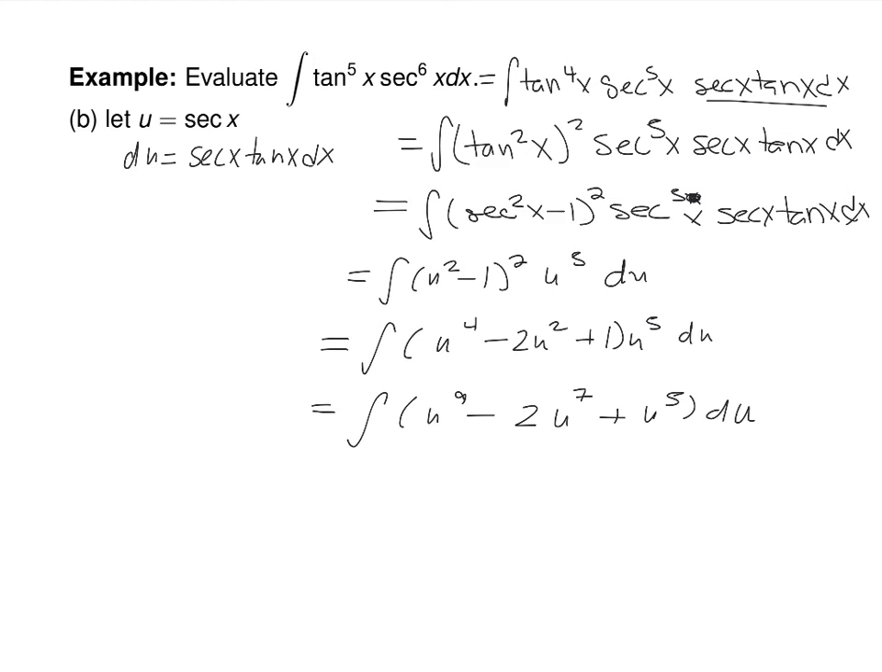When you do this, you get 1/10 secant to the 10th x minus 2/8, or minus 1/4, secant to the 8th x plus 1/6 secant to the 6th x plus c.